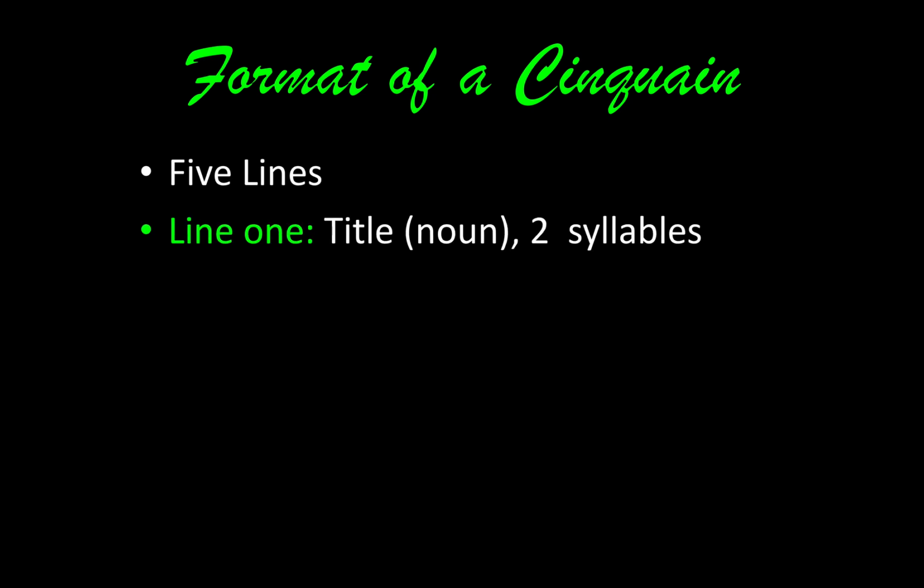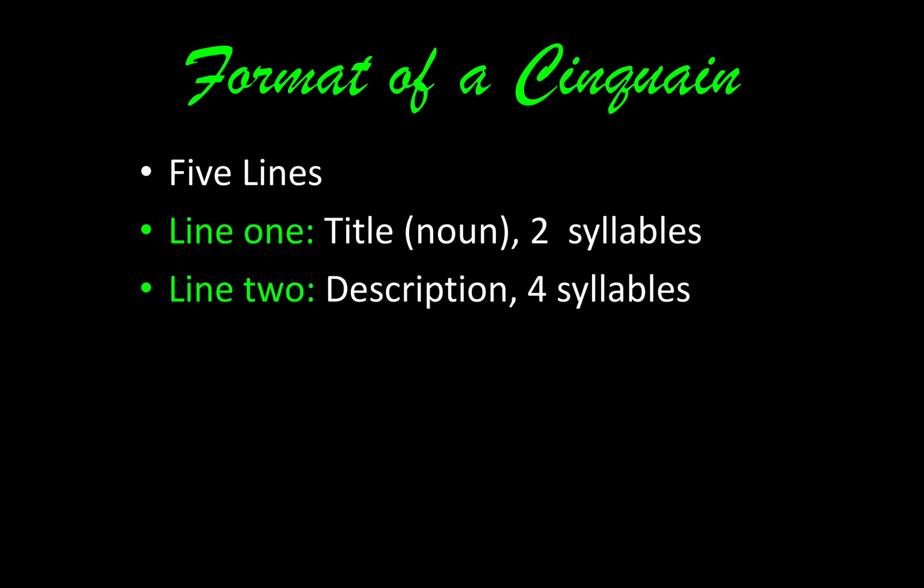All right, let's move into the format of a cinquain. So first of all, it's going to be 5 lines. In the first line, you're going to use your title, and that's going to be a noun, so it's going to be a person, place, or thing. And it's going to be 2 syllables. So you're going to start with just one word, 2 syllables. In line 2, you're going to use a description, and that's going to be 4 syllables.